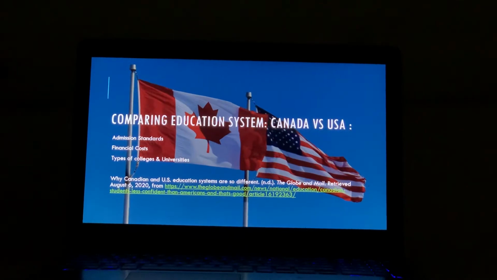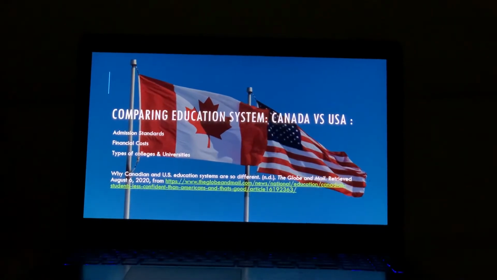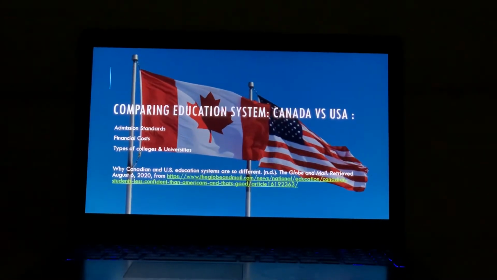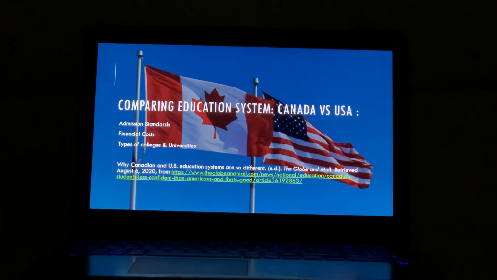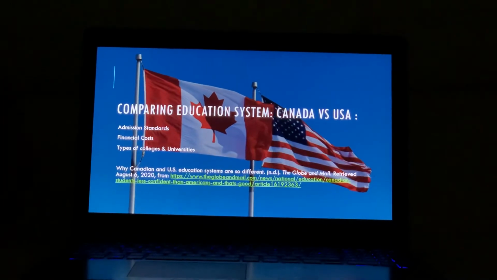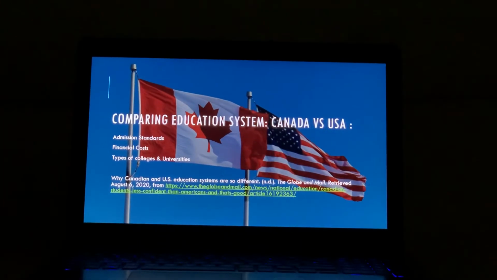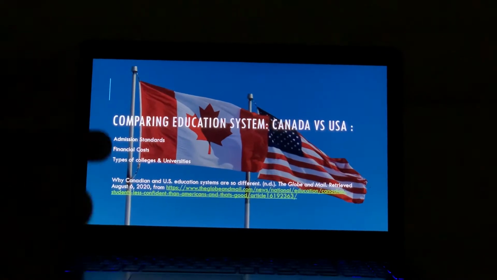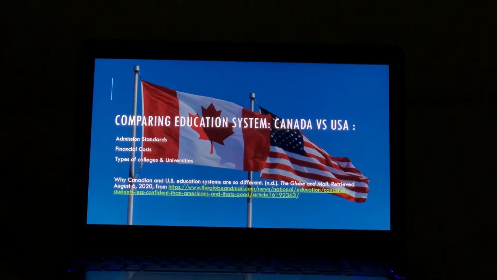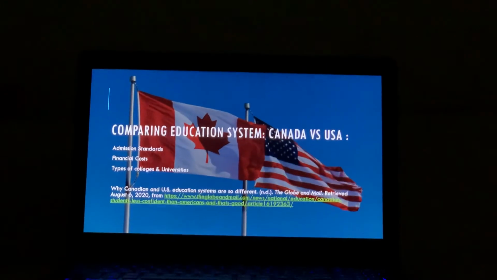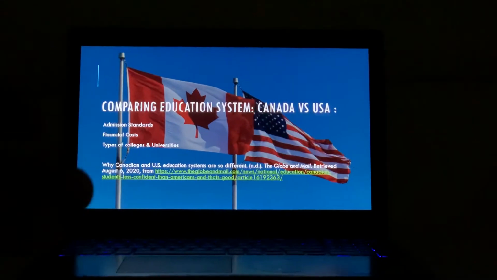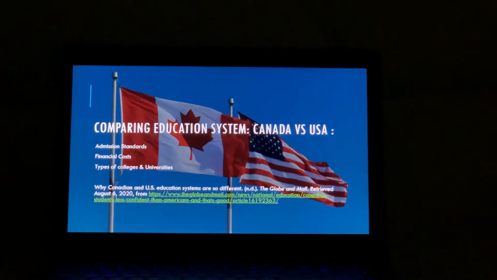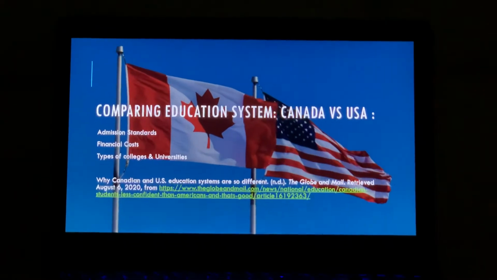Further, now here we are going to compare the education system between Canada and United States of America. Now it majorly differs in the admission standards, financial costs, and types of colleges and universities. First of all, I would like to talk about colleges and universities. There are many universities in the world, but the top 150 universities are held in just the United States of America, which is the top 150 in the whole world. Compared to that, Canada has a smaller number of universities, as well as colleges. It has more colleges, but colleges are also equal to universities.